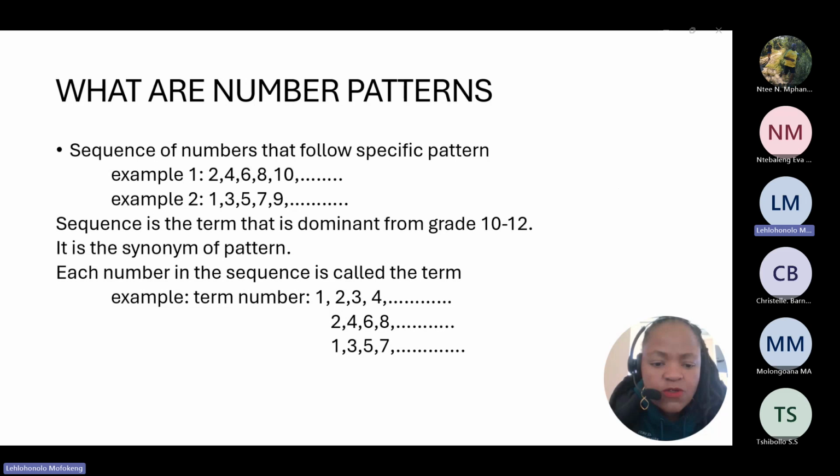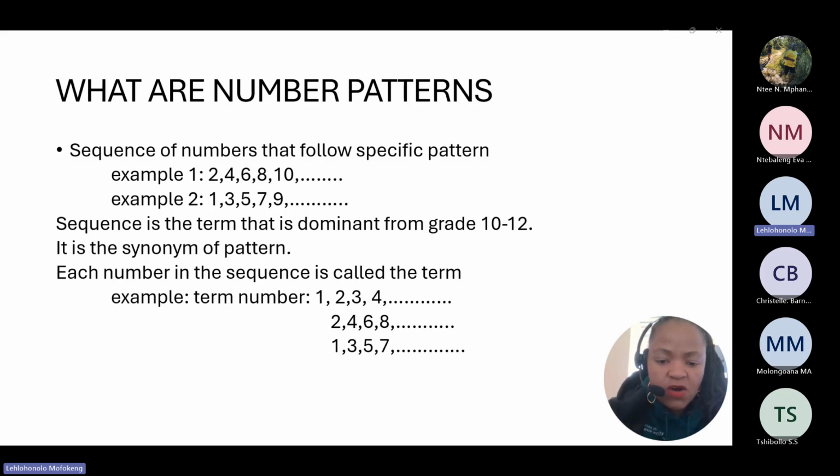Here is an arrangement of numbers in a certain pattern or sequence. So what do we call each number in this sequence? Each number in the sequence is called a term. I'm sorry, my dear learners, it is called a term, not a sequence. Like here we have term numbers 1, 2, 3, and 4. So 2 will be term number 1, 4 will be term number 2, 6 will be term number 3, and 8 will be term number 4.